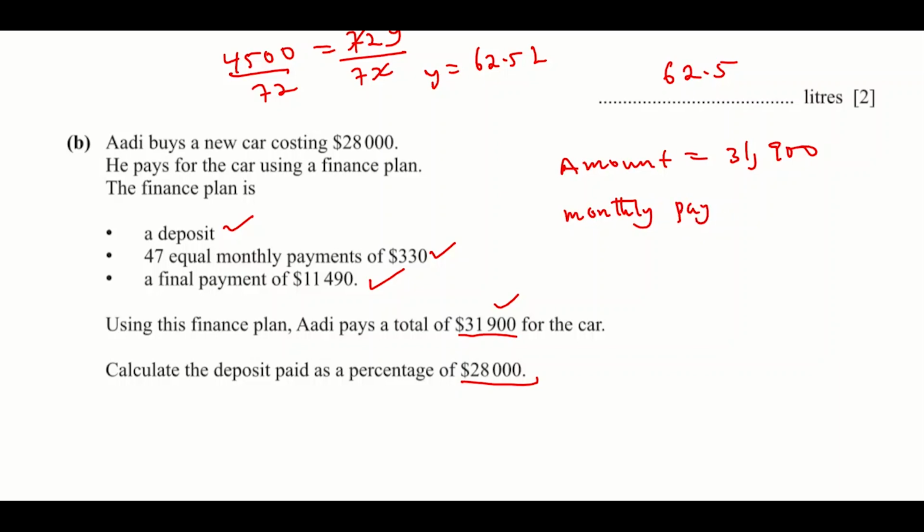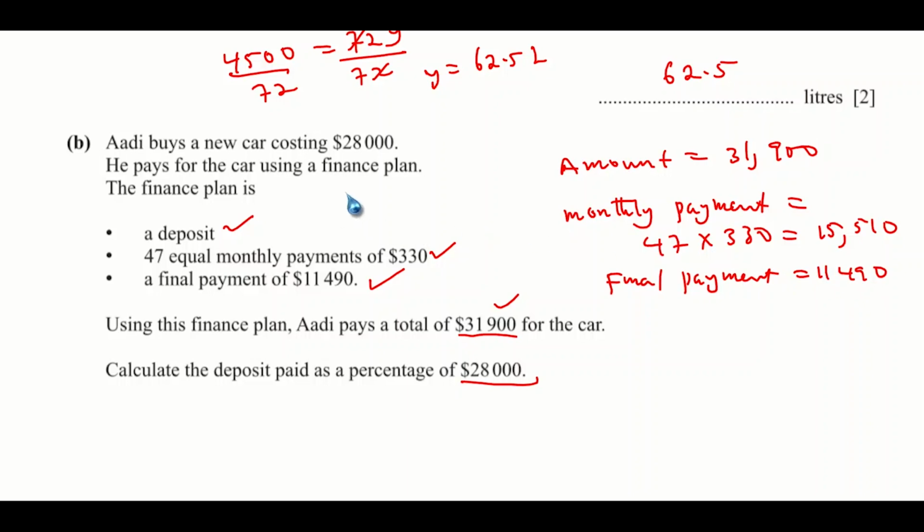So the monthly payment will be equal to 47 times $330. This should give us $15,510. Then we have the final payment. The final payment is $11,490. So the amount paid will be equal to the deposit plus the monthly payment plus the final payment.